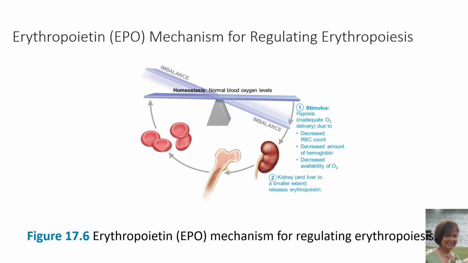So what's going to happen? The kidneys, and to a small part also the liver, will release erythropoietin, EPO. Erythropoietin now will stimulate the red bone marrow, and that will enhance erythropoiesis and will increase the red blood cell count. And eventually, it's going to tilt the seesaw balance back to normal by increasing the oxygen carrying ability of the blood.